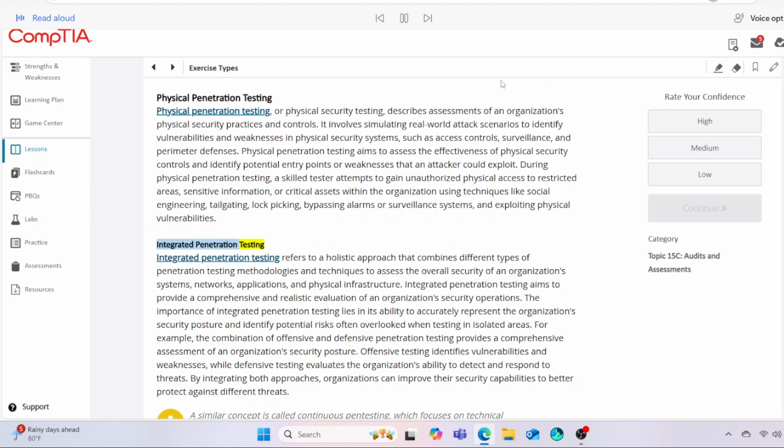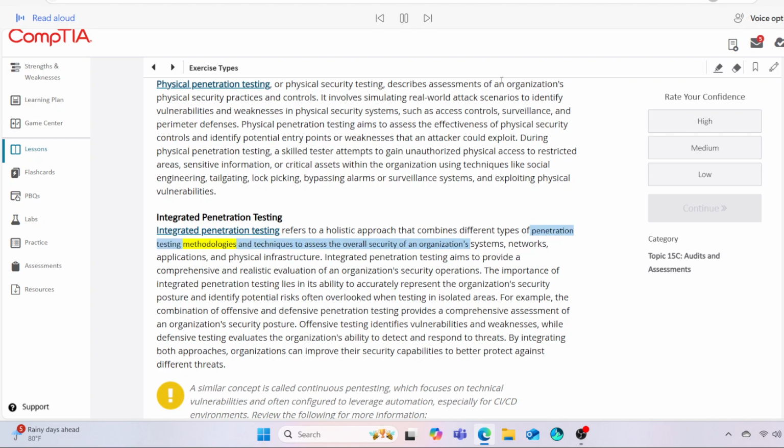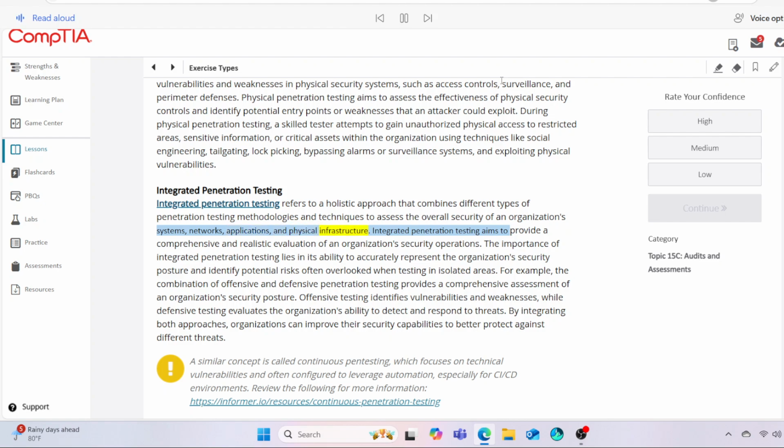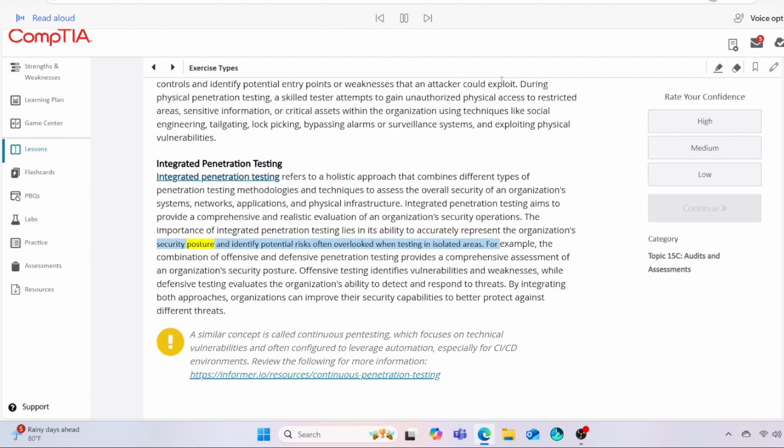Integrated penetration testing. Integrated penetration testing refers to a holistic approach that combines different types of penetration testing methodologies and techniques to assess the overall security of an organization's systems, networks, applications, and physical infrastructure. Integrated penetration testing aims to provide a comprehensive and realistic evaluation of an organization's security operations. The importance of integrated penetration testing lies in its ability to accurately represent the organization's security posture and identify potential risks often overlooked when testing in isolated areas.